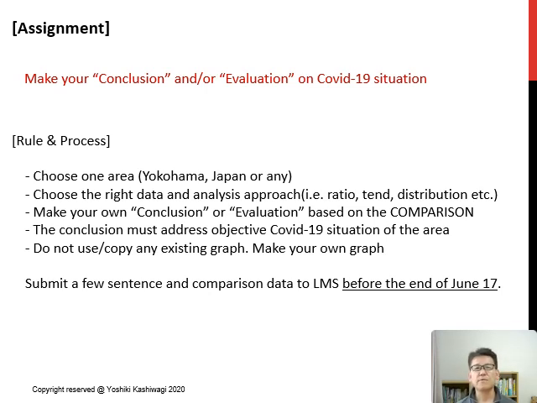Here's the assignment for next week. I want you to make your conclusion and or evaluation on the COVID-19 situation. Here's the rule and process. I want you to choose one area, either Yokohama, Japan, or your own in the country, wherever, and choose the right data and analysis approach. Okay, what data is the most effective to address your conclusion? And what approach would you use? Ratio or trend, distribution, total, average? And make your own conclusion or evaluation based on the comparison.